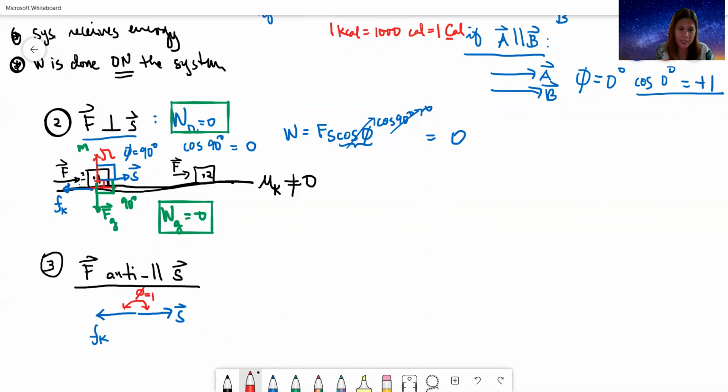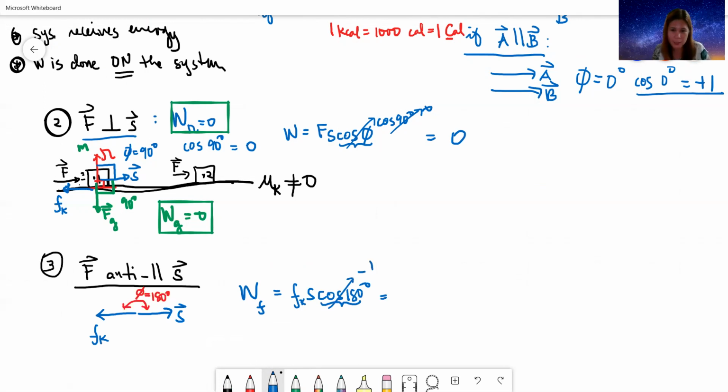Yes, angle phi is 180 degrees. Very good. And then what is the cosine of 180? So if we go back, the work by the friction now is kinetic friction times S, then you have your cosine 180. Cosine of 180, this is negative 1.